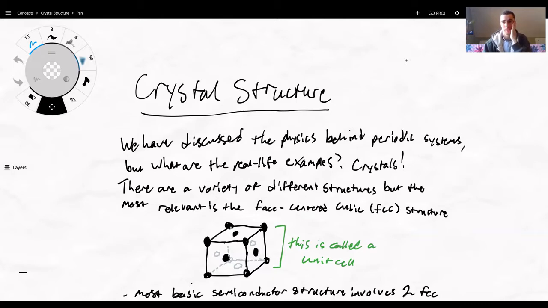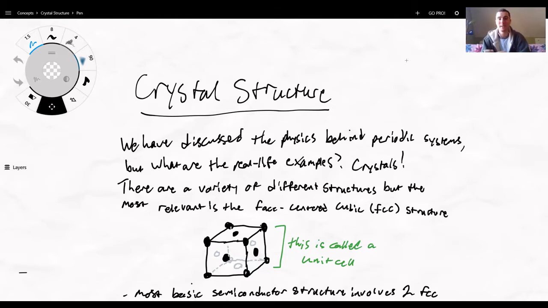What we're going to do now is move on from the fundamental physics side of solid state physics and get into what real systems look like. We discussed the physics behind periodic systems, and we did some pretty simple periodic systems, like one-dimensional arrays of atoms. But there are real life examples of periodic systems.